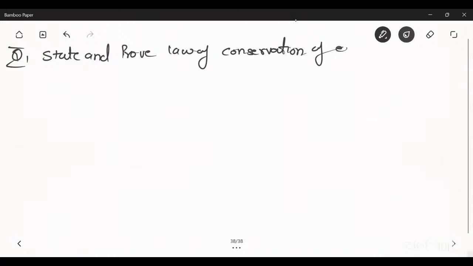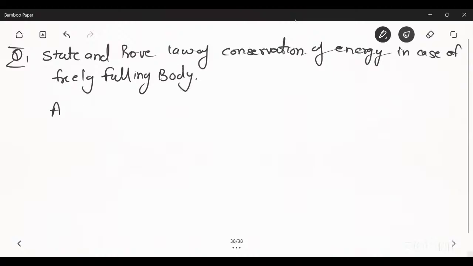Question number 1 is: state and prove the law of conservation of energy in case of freely falling body. That was your first part.